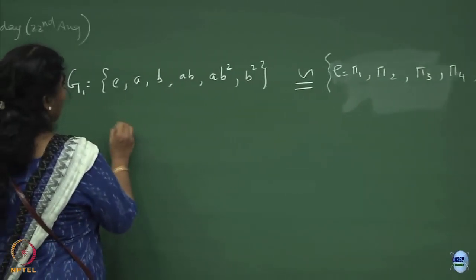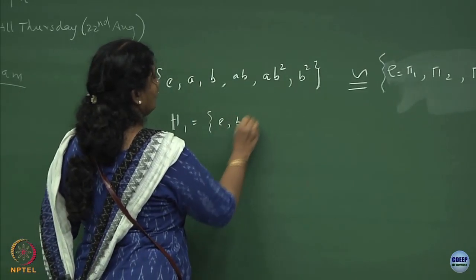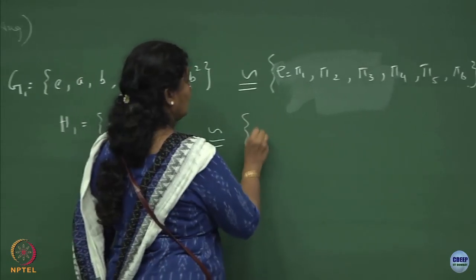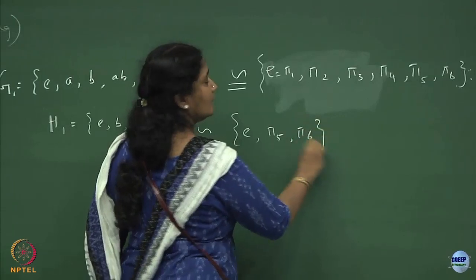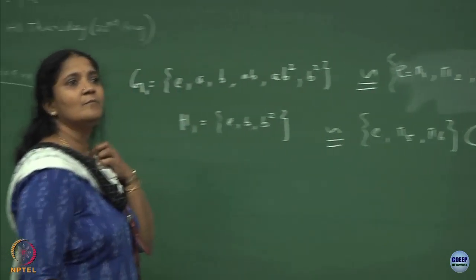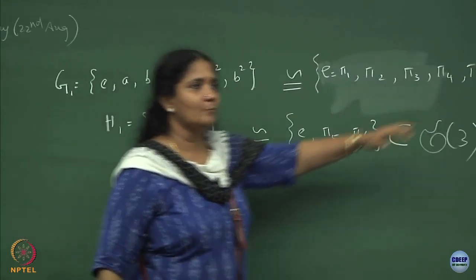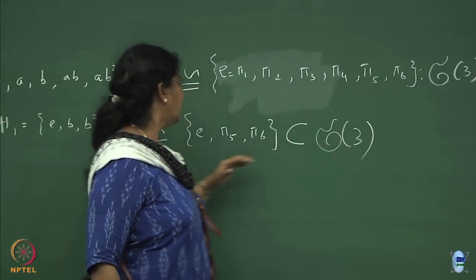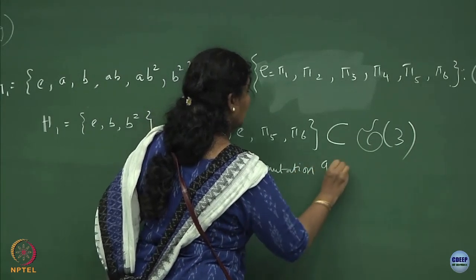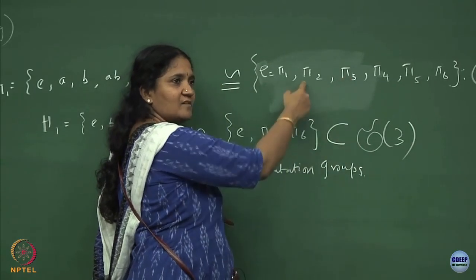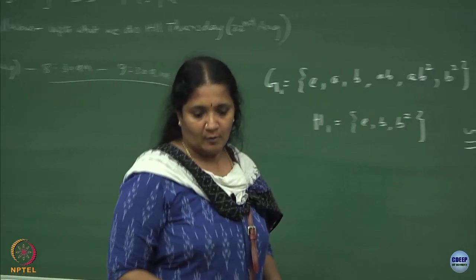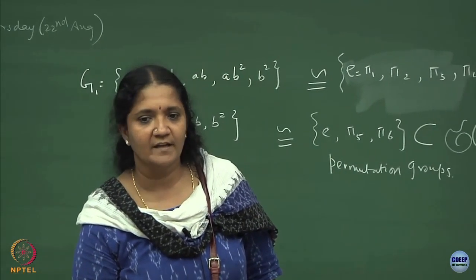For example, if you just take a group H 1 which is E, B, B squared, you can show this to be isomorphic to E, pi 5 and pi 6, which is a subgroup of the symmetric group. You all agree? So any finite group will always be isomorphic to subgroups of the symmetric group of degree n, and these subgroups are sometimes called permutation groups. The subsets which satisfy group axioms are called the permutation groups. So that is Cayley's theorem.